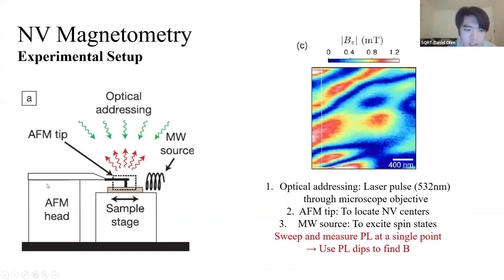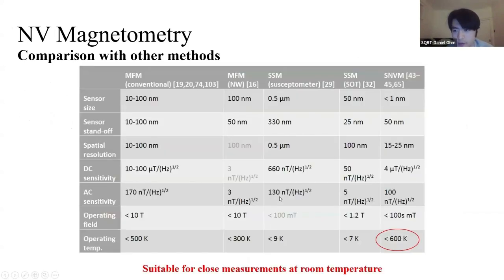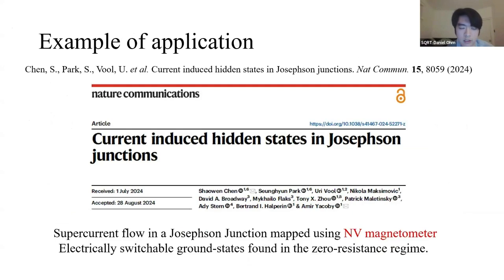So this is the basic experimental setup you have. You would have what's called an AFM tip right here. You have this very small tip and the NV centers here, and you're giving a microwave source and moving it on a sample stage in order to detect a magnetic field. I'm also going to skip this because there's not enough time. But the gist of it is that the NV center is the best magnetic sensor for room temperature and very close measurements. This is basically what this size means.